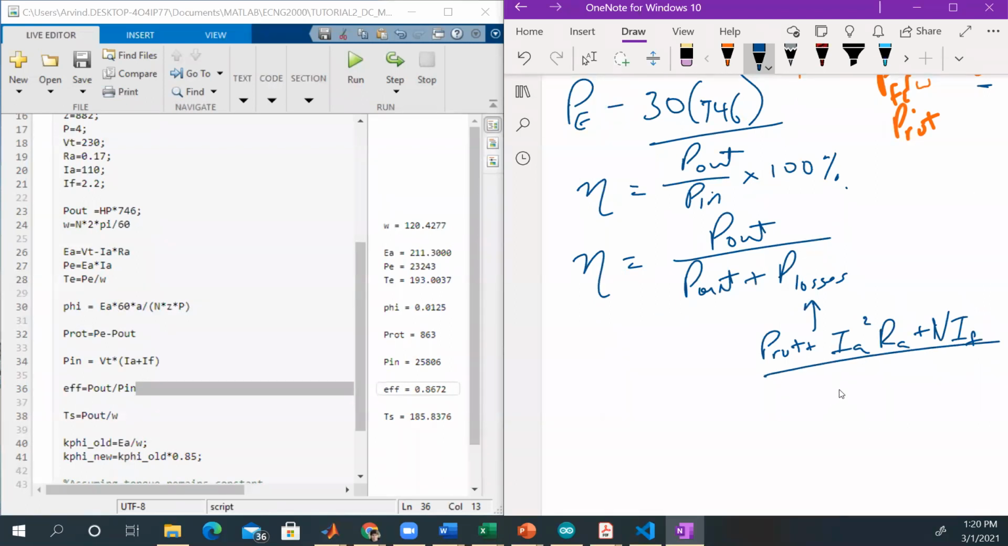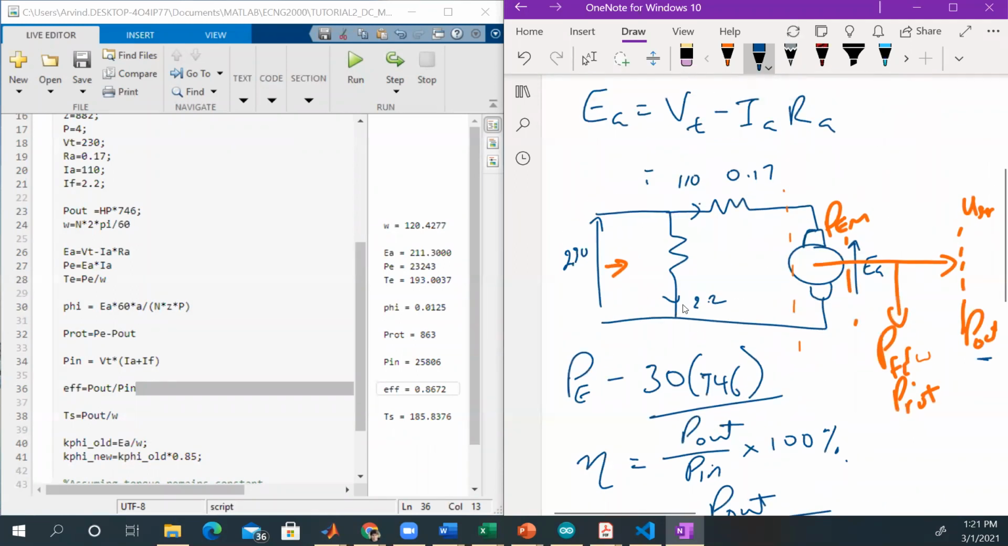Or the other way we could do it is we could say the input power. If I wanted to find P in directly, I could say the input power is equal to V in by I in, and that is equal to V in multiplied by 110 plus 2.2, right? So 110 being the armature current and 2.2 being the field current. So this is 112.2. So these two together will give us our input current, our input power.